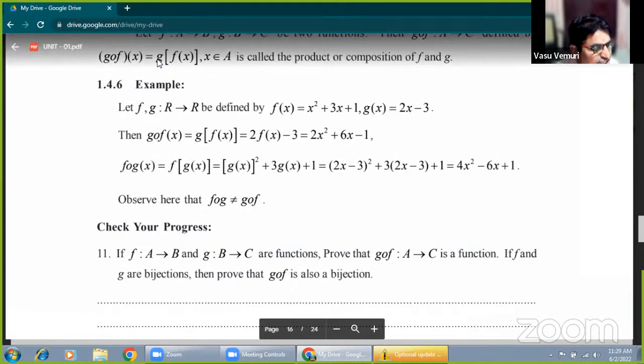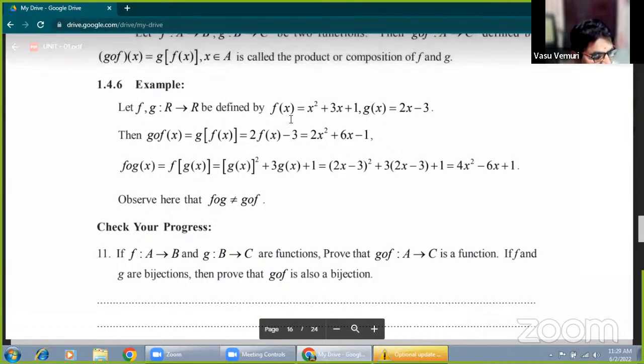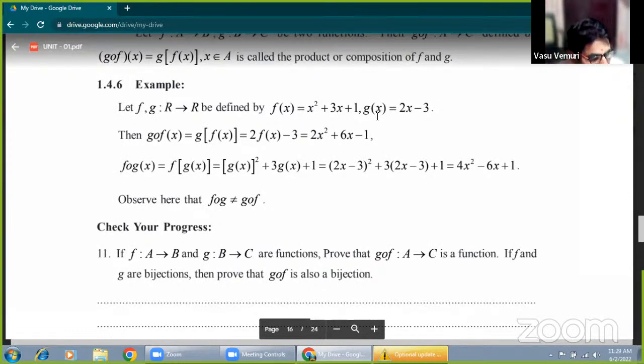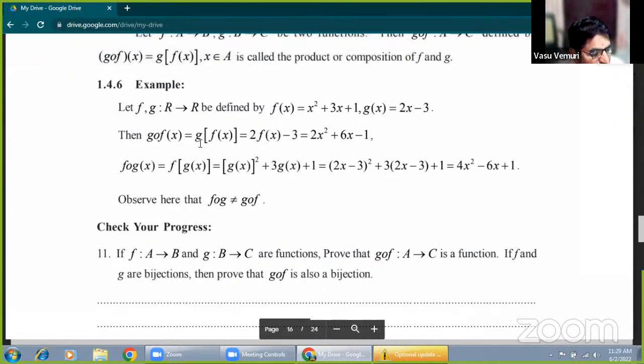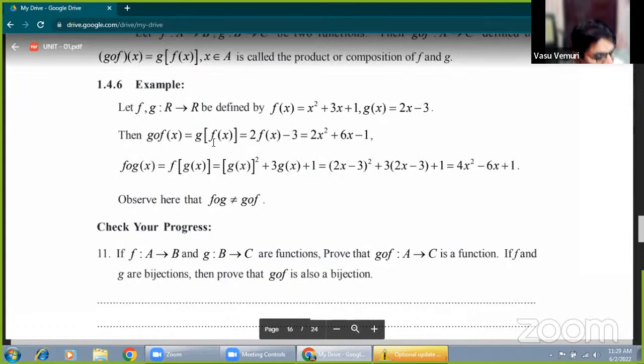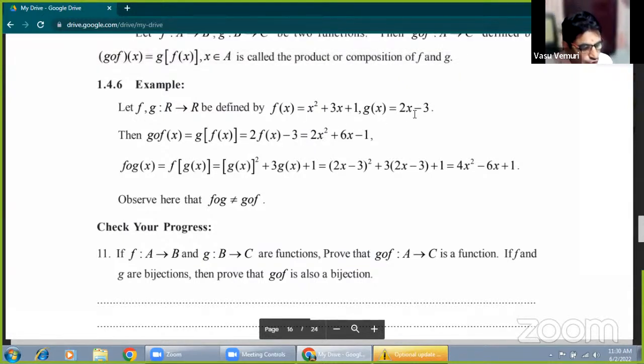G circle f of x means g of f of x. First of all, f of x is x square plus 3x plus 1. We must note down g of x square plus 3x plus 1, replacing x by x square plus 3x plus 1. That is g of f of x. Now just observe: g of x means 2x minus 3, and x means f of x, that is x square plus 3x plus 1. So 2 times x square plus 3x plus 1, minus 3. We get the result 2x square plus 6x minus 1.